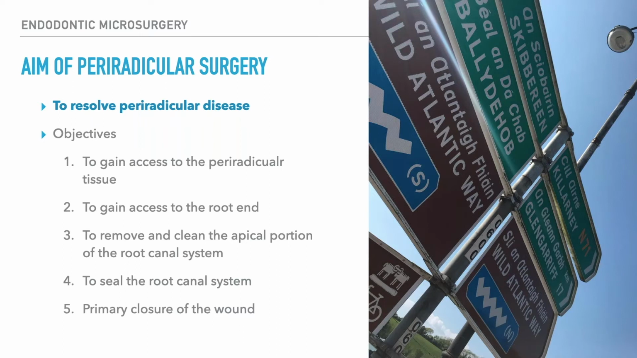And this is something that I'd like to focus on: to resolve periradicular disease. For me to be doing endodontic surgery, there needs to be obvious periradicular disease present, so that I know that is something I'm going to focus on to resolve for the patient. Obviously, the objectives are there that you can screenshot. That's just gaining access and properly managing the root end.